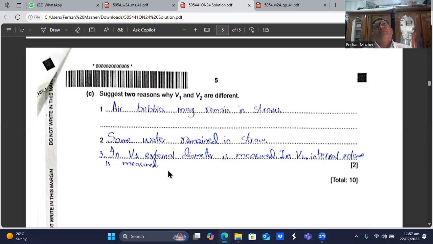So you see, the dimensions which we have measured in method number 1 were external dimensions. We have measured the diameter from the outside, and the length from the outside. But in method number 2, we are measuring the internal volume. So that's why their readings are different, okay? So there can be many reasons for this.